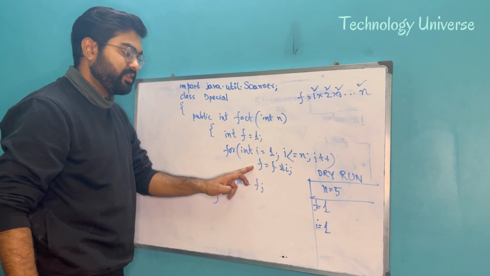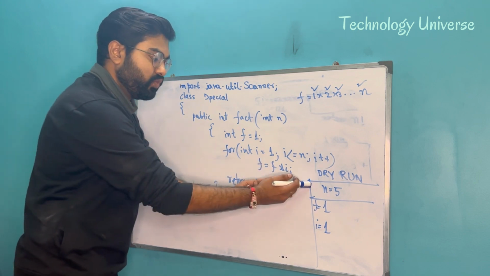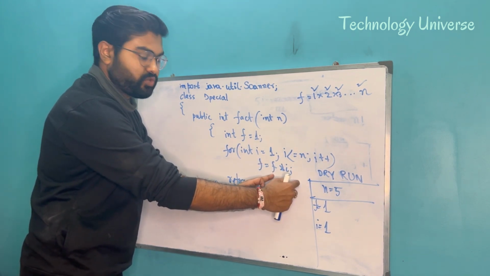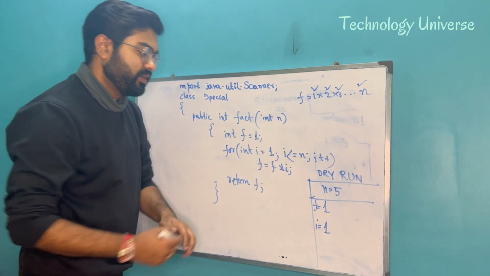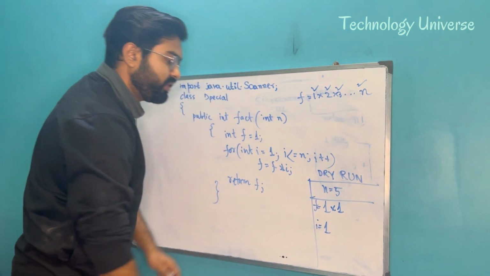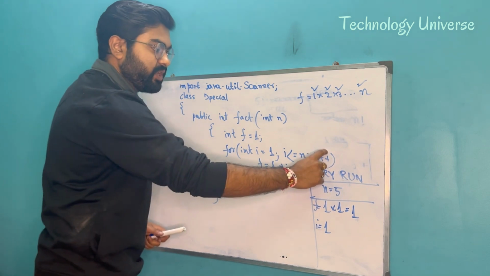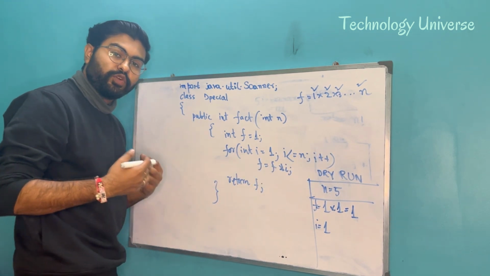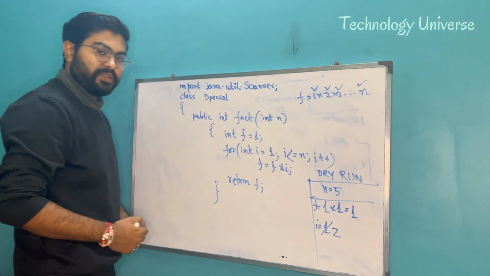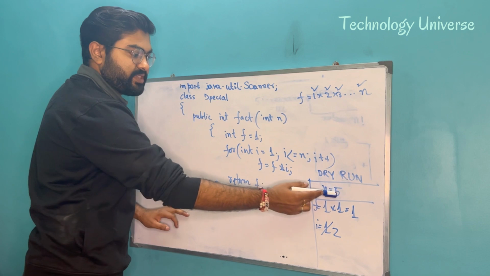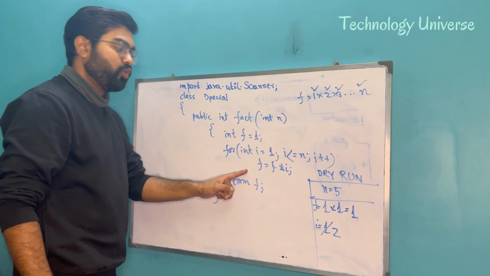So what is in the loop body? f equals f into i. f is being overwritten with the value on the right hand side of the assignment operator. So we have f into i: f is 1, 1 into 1. This is the first time the loop is executing, and f is 1. Next time i increments by 1. i plus plus means i equals i plus 1, so i's value increments to 2. Now 2 is smaller than or equal to 5, since n is 5. Yes, it's true, so the loop body would execute.